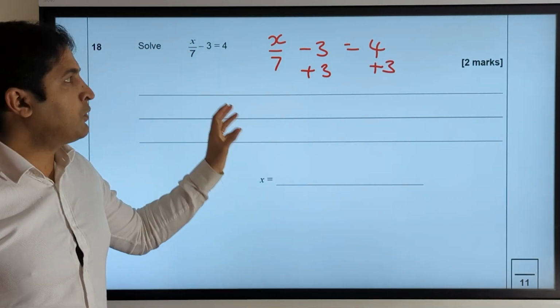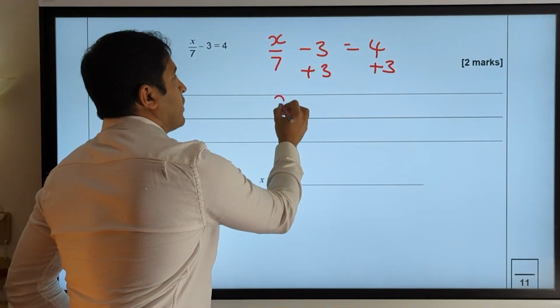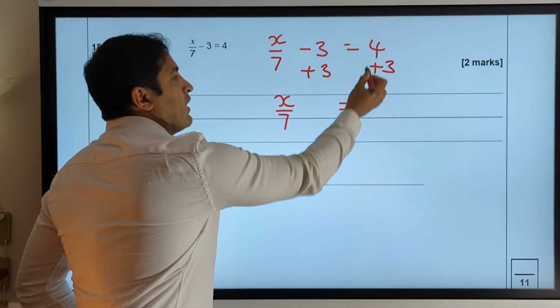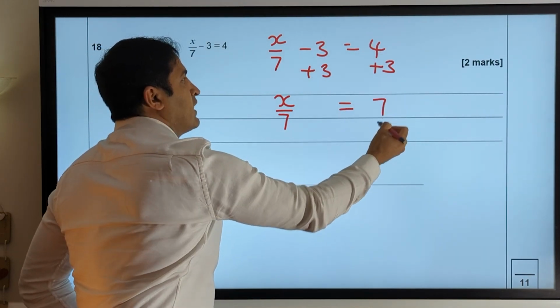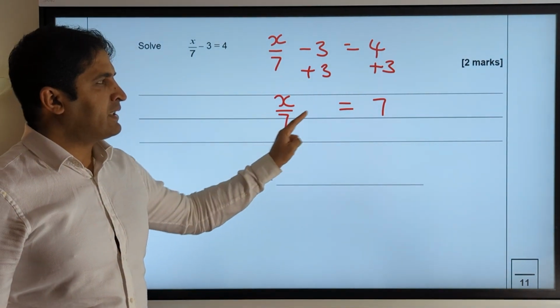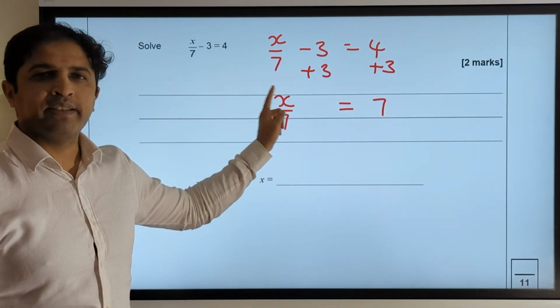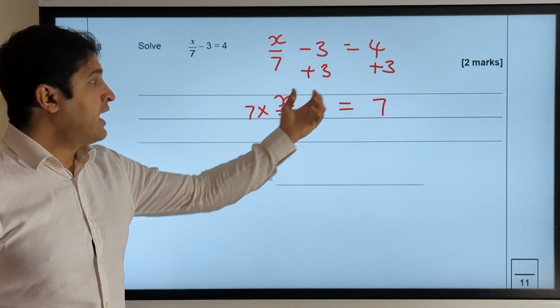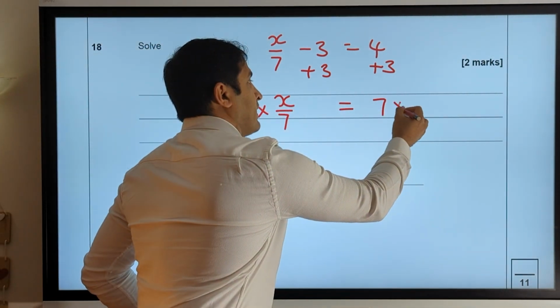So if I add 3 to both sides, I would get x over 7 minus 3 plus 3 gives you 0, and 4 add 3 gives you 7. So something divided by 7 gives you 7. How do I get rid of that 7? Multiply by 7. If I multiply the left hand side, I need to multiply the right hand side by 7 as well.